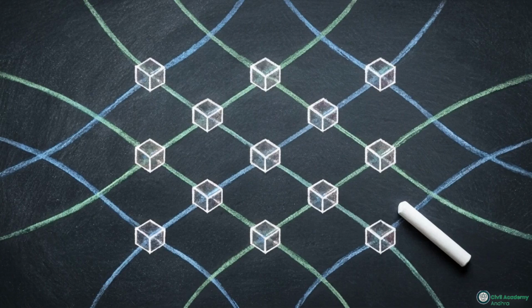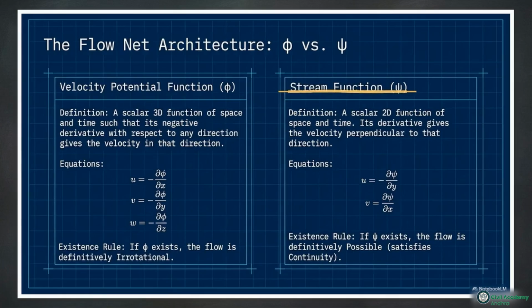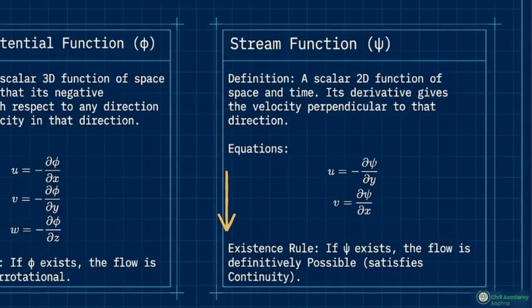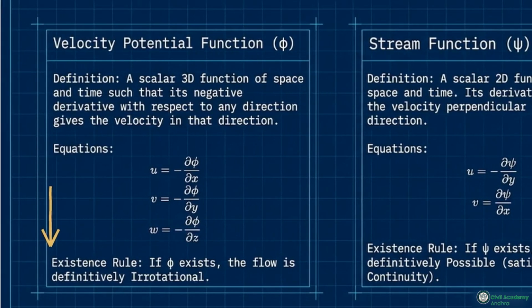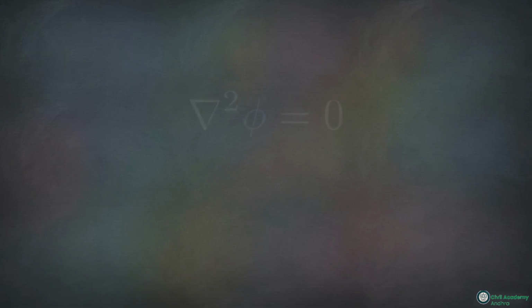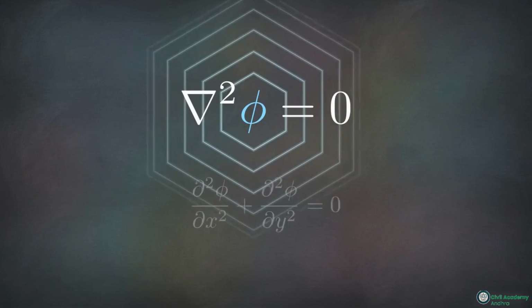This architecture chart defines our final variables. On the right, the stream function, psi. Its existence is definitive proof of a continuous, physically possible flow. On the left, the velocity potential function, phi, exists only if the flow is definitively irrotational. For an irrotational flow to exist, it must satisfy the continuous mathematical condition known as the Laplace equation.